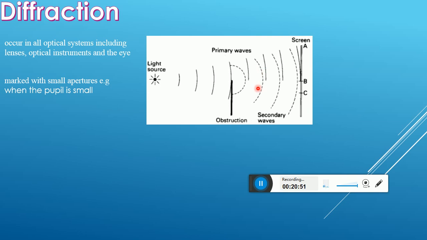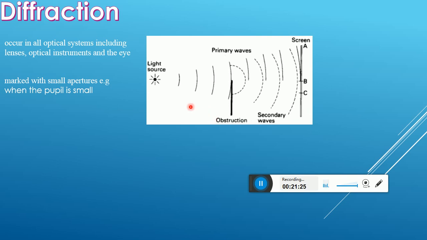The intensity of the light falling on the zone AB, here you can see, is reduced to some extent by interference between the primary and secondary waves. The light falling on zone BC is derived from secondary waves alone and is of much lower intensity. When light passes through a circular aperture, a circular diffraction pattern is produced. This consists of a bright central disk surrounded by alternate dark and light rings. The central bright zone is known as the Airy disk.